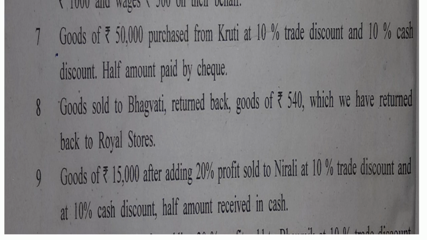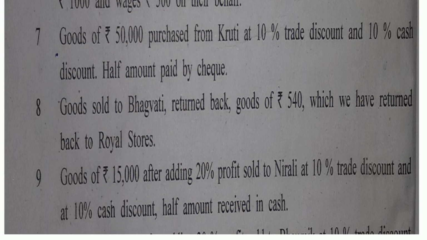Goods of rupees 15,000 after adding 20% profit sold to Nirali at 10% trade discount and 10% cash discount. Half amount is received in cash. Now this transaction is opposite to the transaction given on 7th of August. On 7th of August we have purchased goods. On 9th of August we are selling goods. Yes? So who is the receiver? Nirali. She has given half amount in cash. So we'll be giving her 10% discount on half of the amount.